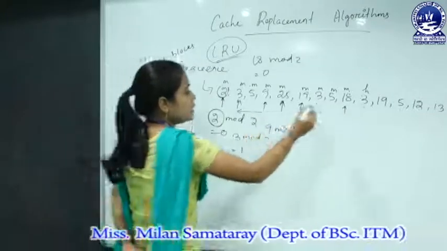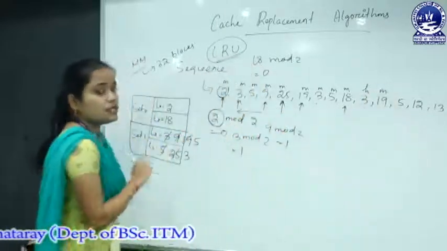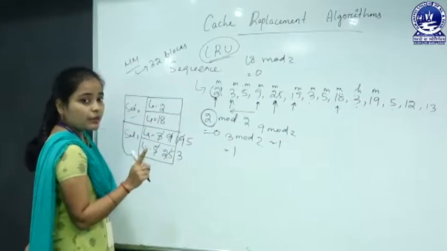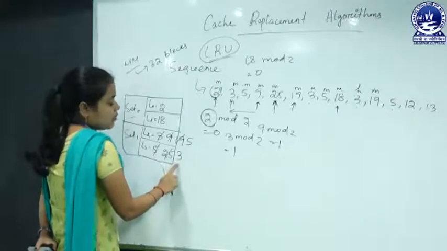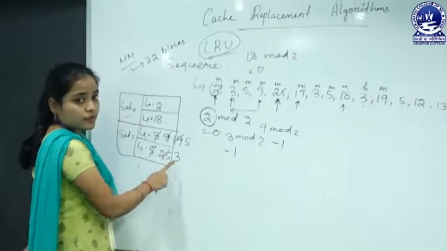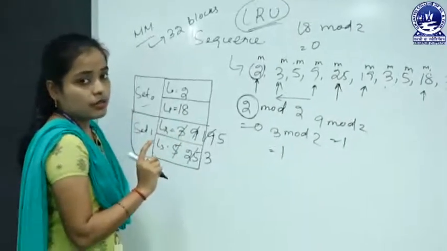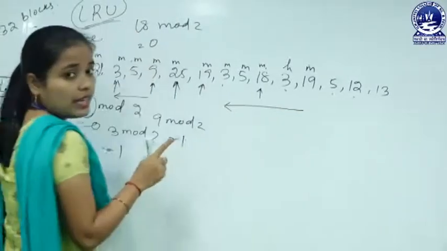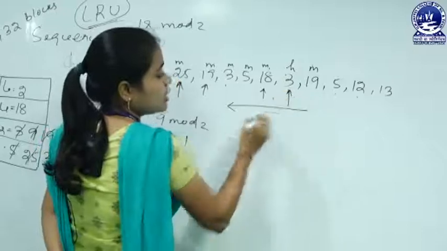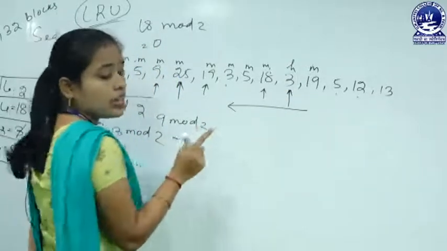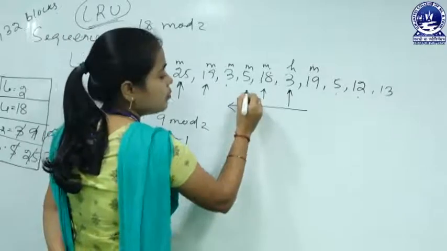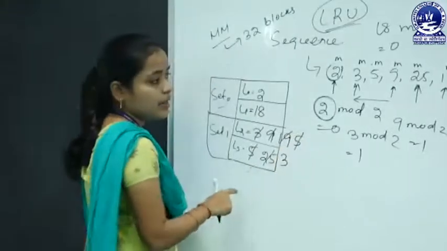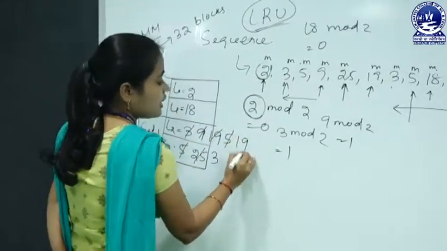So it is a miss, and which block will be replaced, whether it is 3 or 5? If it is the FIFO algorithm, then you have to replace this block 3. But we are using the LRU algorithm, so you have to go back, and here you can see block 3 is recently used. Then which block is not used recently? That is our block 5. So block 5 will be replaced by block 19.